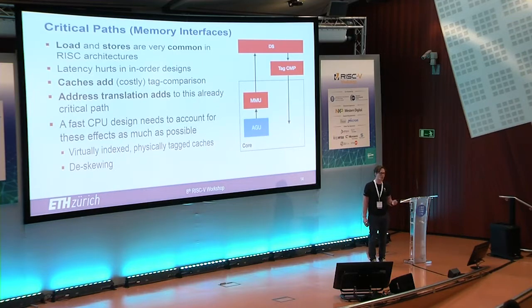addition. But you also could do, or rather should not do, address translation on that path. What helps is virtually indexing the cache and physically tagging, and then you can start to deskew your paths a little bit. But that turns out a little bit tricky in the physical design process then.